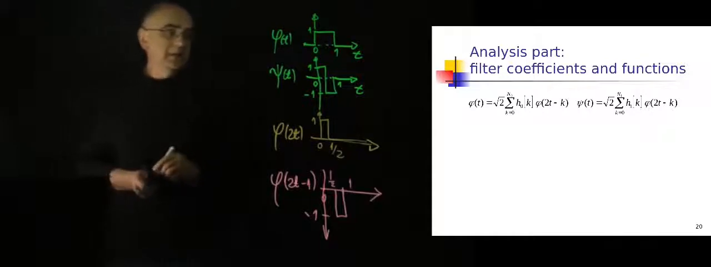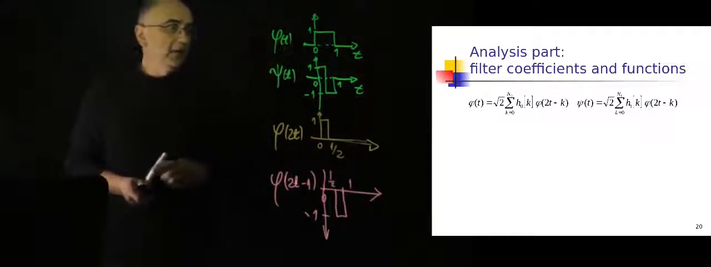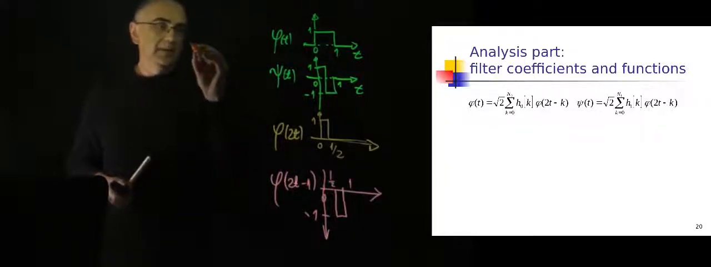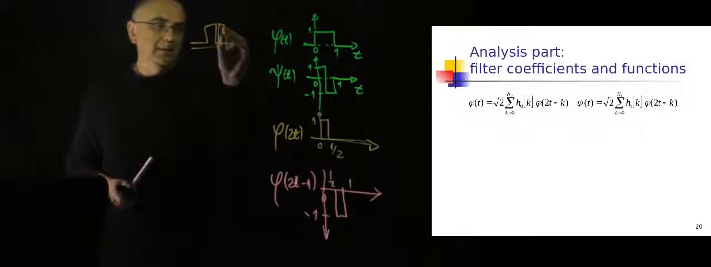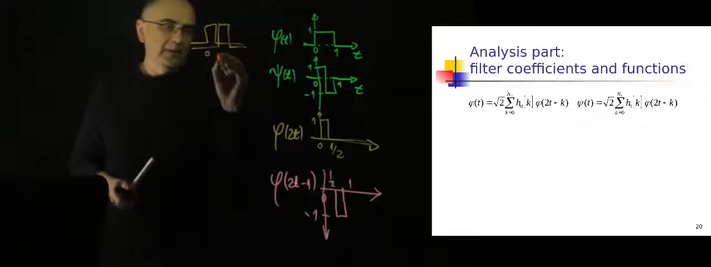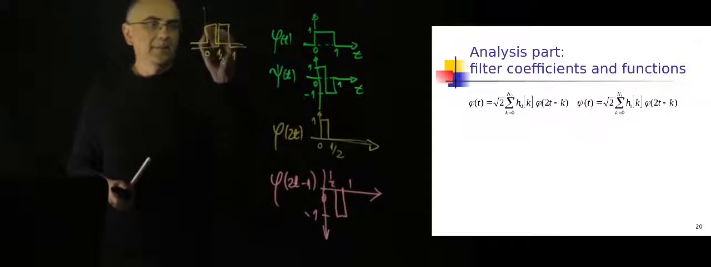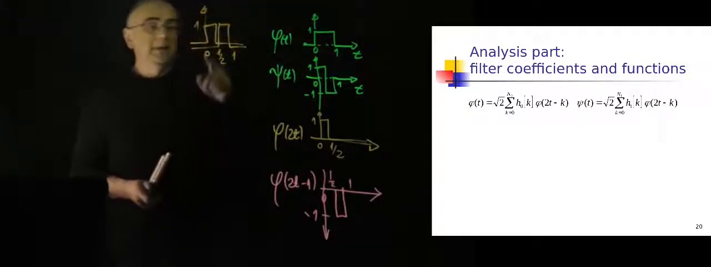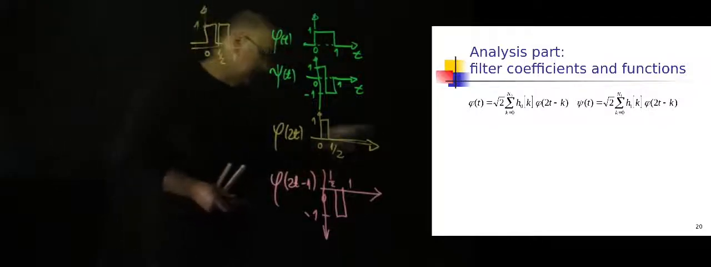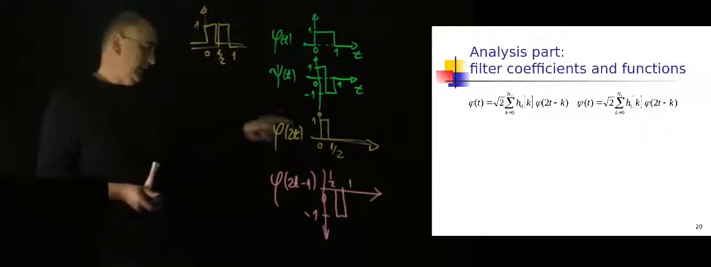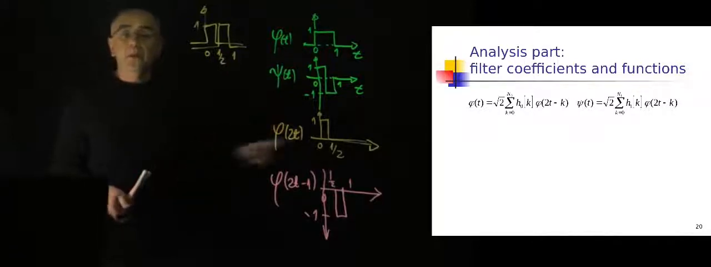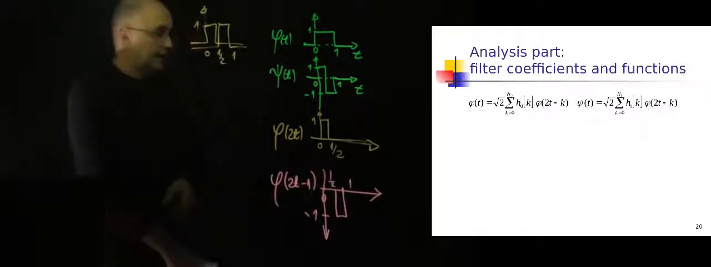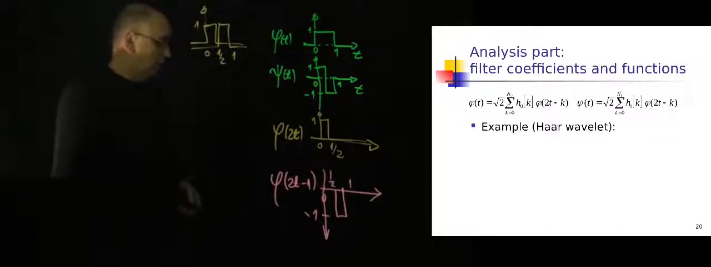We can see that phi(t) can be constructed from two guys like this one and this one, where we have 0, 1 half, 1. Again, the amplitude will not be 1, but 1 over square root of 2 to cancel out that square root of 2 which lives in our expression. So let's discuss it on the slide.